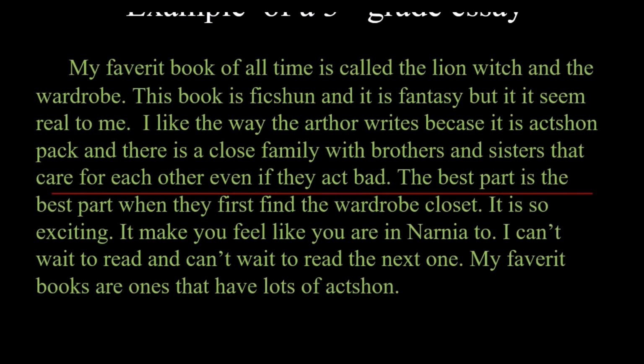So here is a typical third grade essay from a child that's moving along pretty well. And you can see that there are some patterns of mistakes here. If we had more time and were in person, I would usually have parents sitting together and finding those patterns.